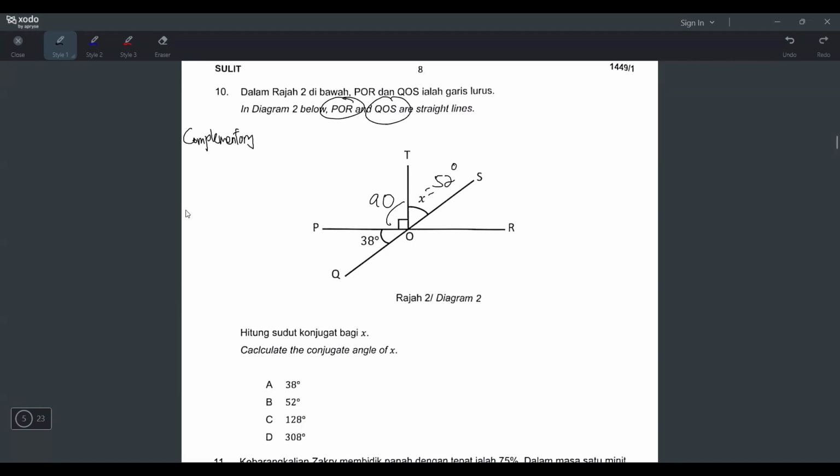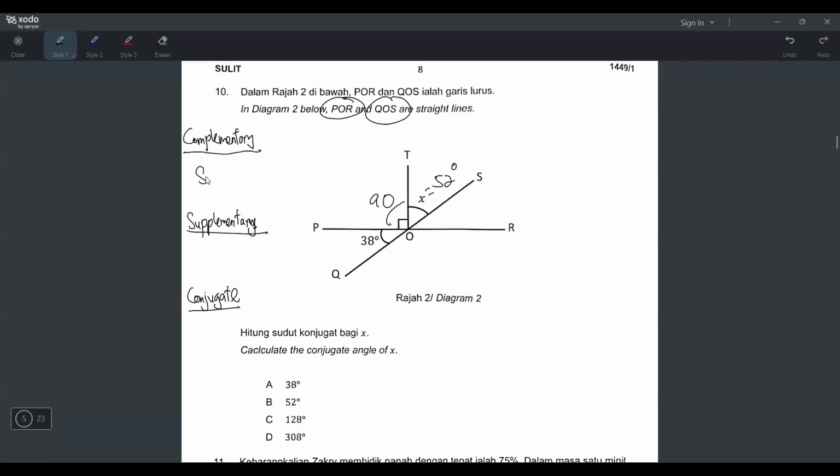Complementary angle. And then you need to know what is supplementary. Supplementary. And another one is conjugate angle, right? This one you learn in Form 1, I think. If I'm not mistaken, you learn in Form 1. One of the lower form chapters. I forgot which form it is, but I think it's Form 1. Okay, so I'll teach you now.